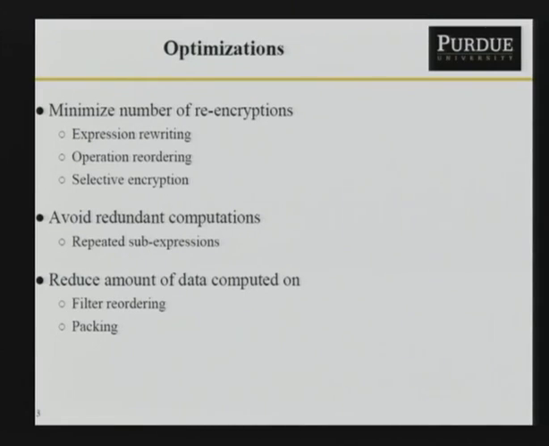The second group, well, it's just a single optimization, tries to eliminate the redundant computations. So we don't want to perform operations twice. Okay? And finally, the third group focuses on reducing the amount of data we perform computations over.